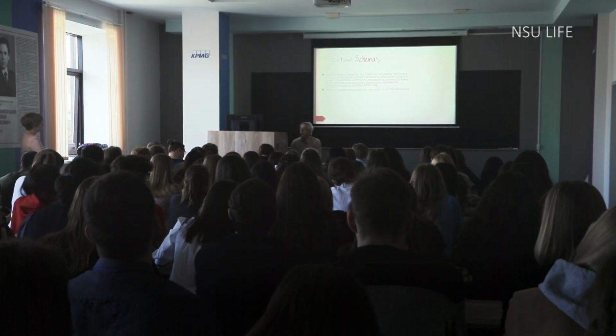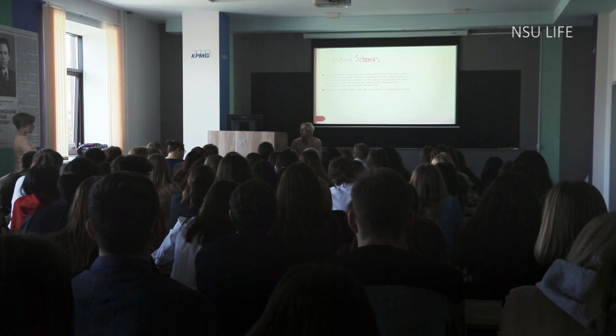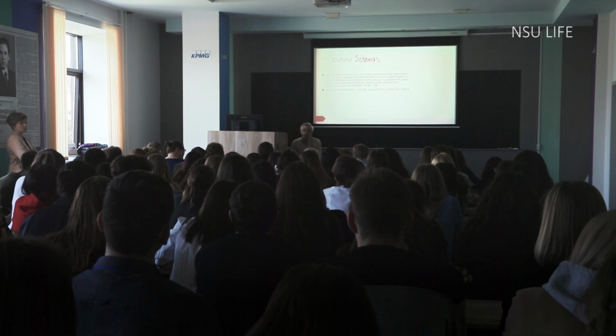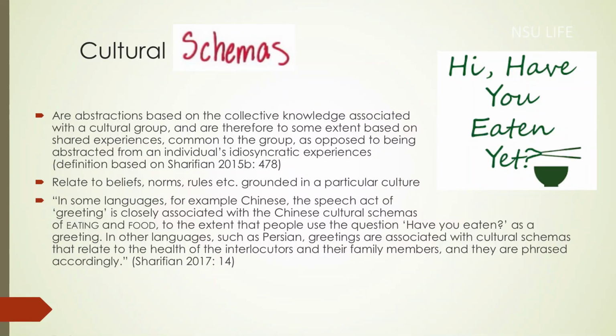So schemas are in fact very broad abstractions based on the collective knowledge associated with a particular cultural group, and they are therefore based on shared experience common to the group, or largely common to the group, as opposed to being abstracted from one single individual's idiosyncratic experience. One of the features of his approach is that Sharifian clearly recognizes that not everybody has the same broad collective knowledge, but that there is some sort of an abstraction.